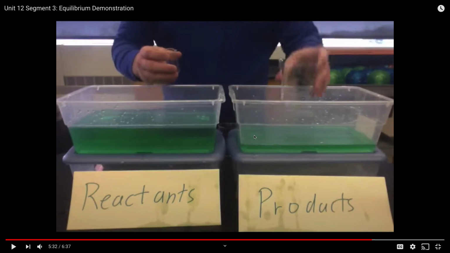But if I had a lot of products and not very much reactants, and I divide products by reactants, it's like dividing 8 by 2, you get a ratio that's bigger than 1. So the bigger the ratio, the more product there is. The smaller the ratio, the more reactant there is, like in this case. We won't do math in this first introduction to equilibrium, but it will come in later lessons about equilibrium.